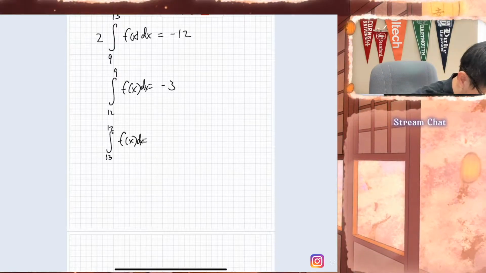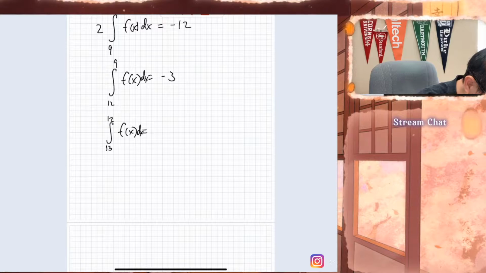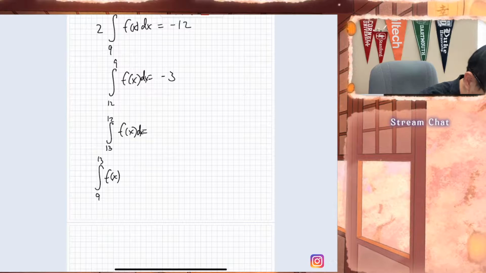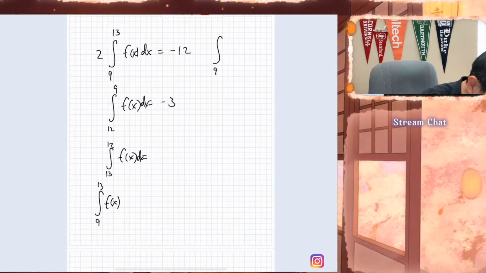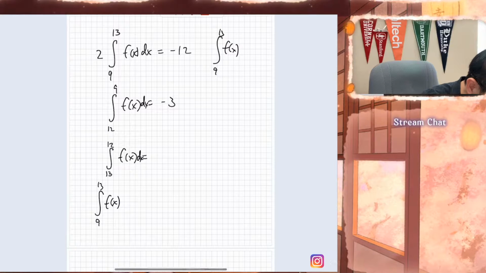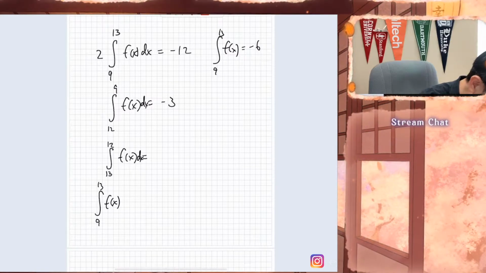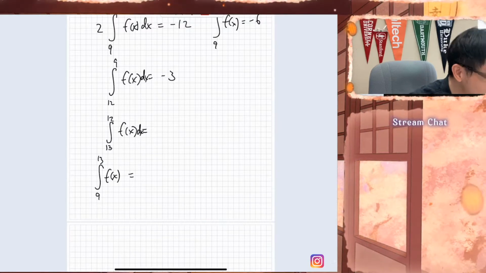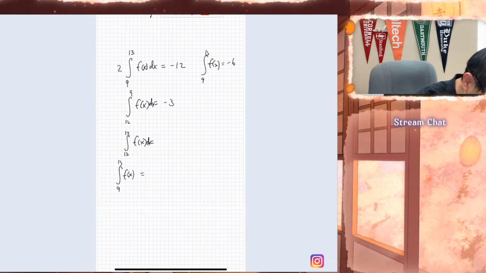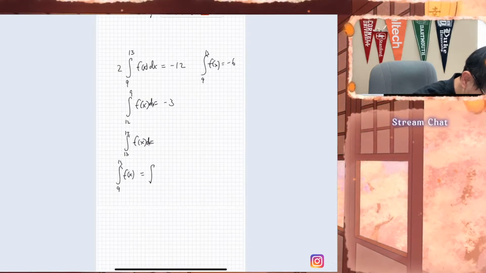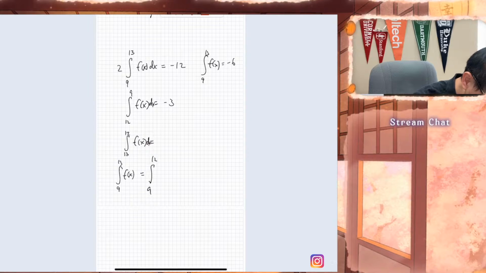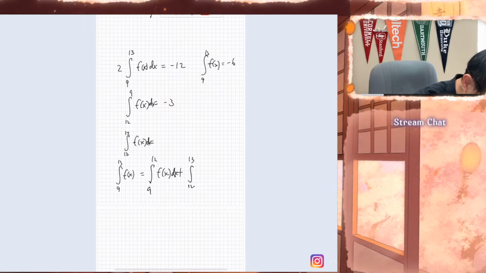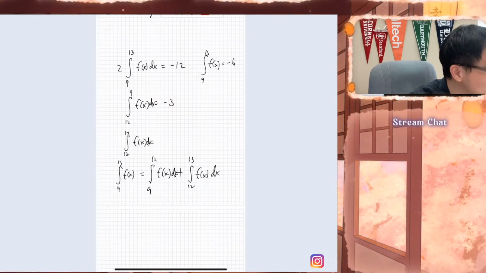Okay, so I'm gonna show you really quick. Between 9 to 13 of f of x, right? First of all, let's figure out between 9 to 13 of f of x. Well, it's 2 times that, so this must be -6. Does that make sense? Okay, so shh, guys, quiet. So from 9 to 12 of f of x plus from 12 to 13 of f of x dx. This makes sense because 2 parts added together.